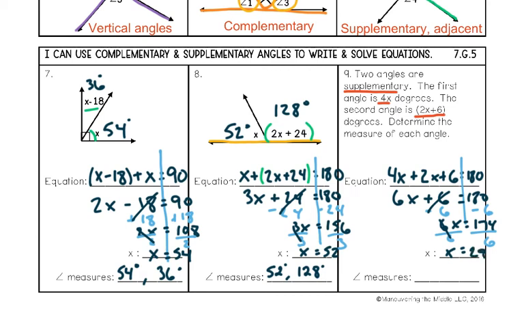Now, the only thing different about this one is that in the last examples, one of the angles has already been x. In this case, the first angle is 4x. So when a number is next to a letter, it means it's being multiplied. And we know that x is 29. So to figure out what the first angle is, we do 4 times 29. That got me 116 degrees.